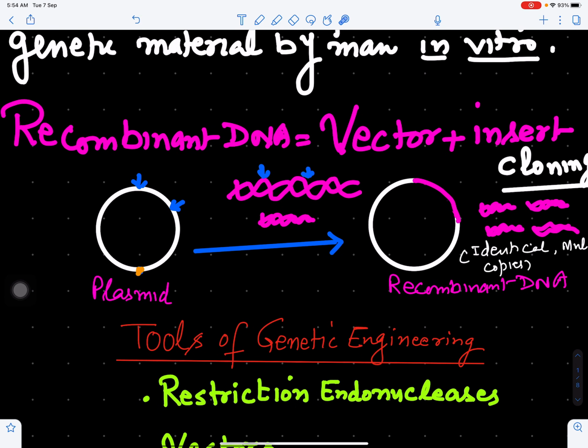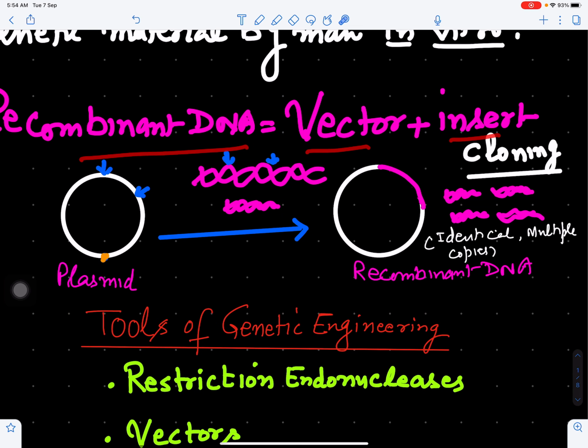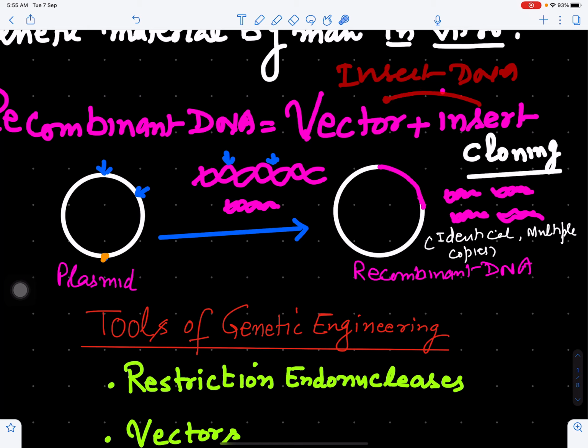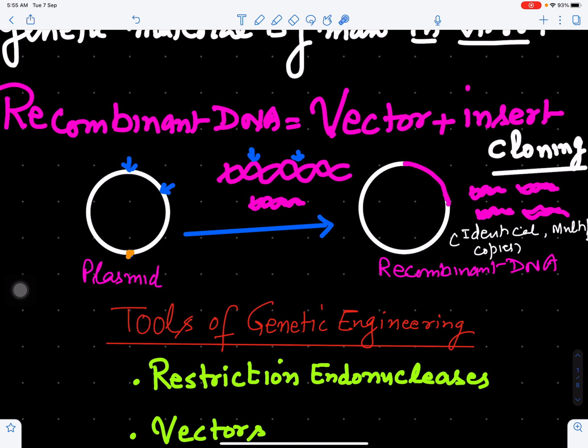So recombinant DNA is equal to vector plus insert. Now what is vector? Basically, vector is the vehicle, cloning vehicle we can say, which is used for multiplication of the DNA, that is our gene of interest, or insert DNA. This DNA is also called as insert DNA. Now this can be put into the vector, it can be multiplied, and multiple copies can be produced, and then this is called as recombinant DNA.